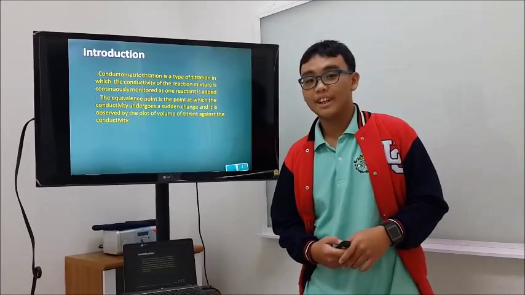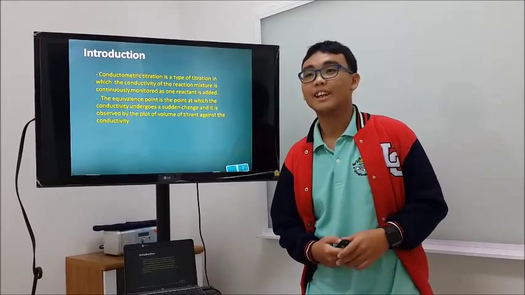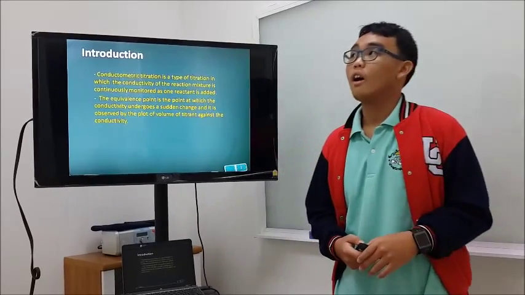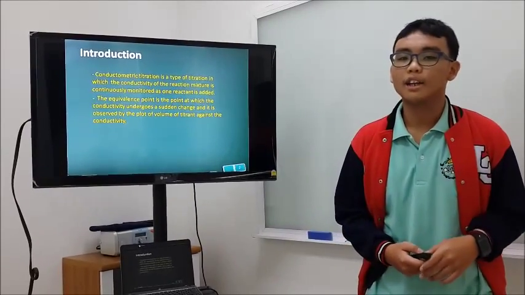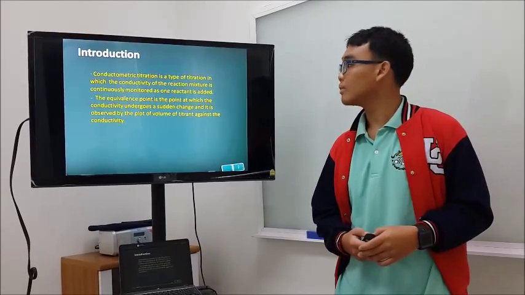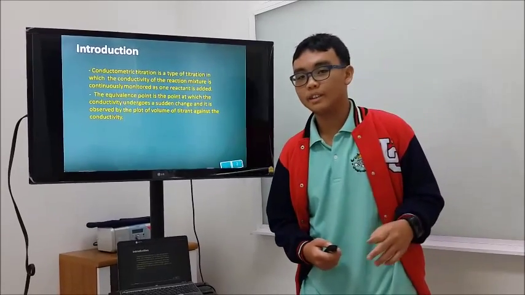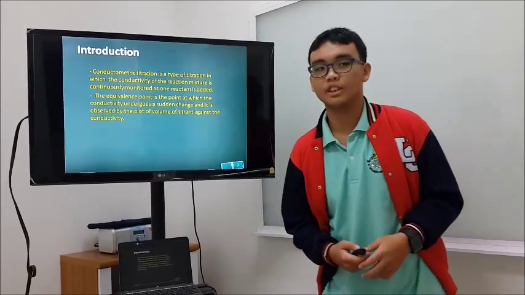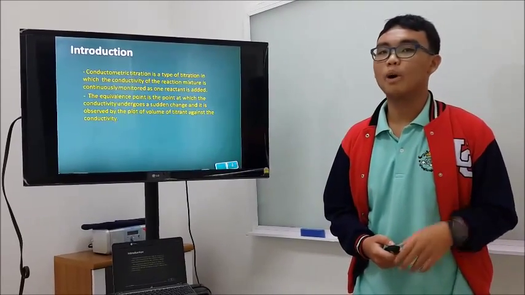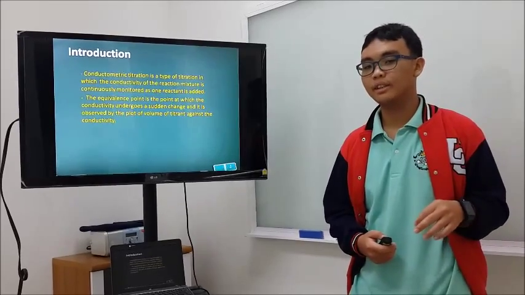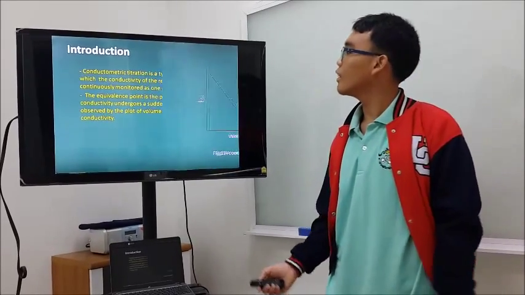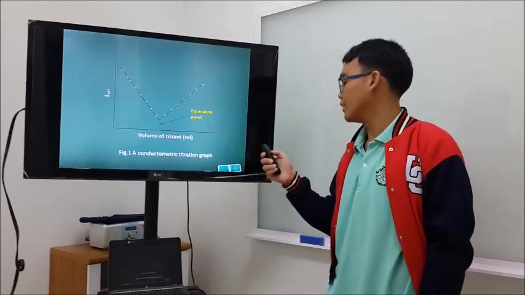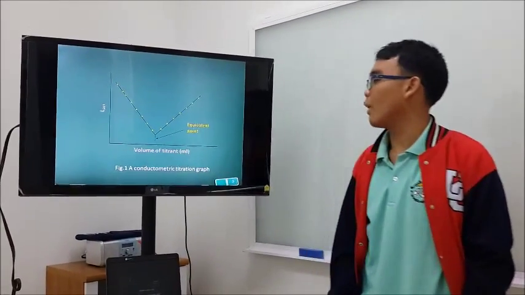What is conductivity titration? Conductivity titration is a type of titration in which the conductivity of the reaction mixture is measured as each reactant is added. The equivalent point is the point at which the conductivity undergoes a certain change and is observed by the plot of volume of the reactant against the conductivity. This is a conductivity titration graph and this point is the equivalent point.